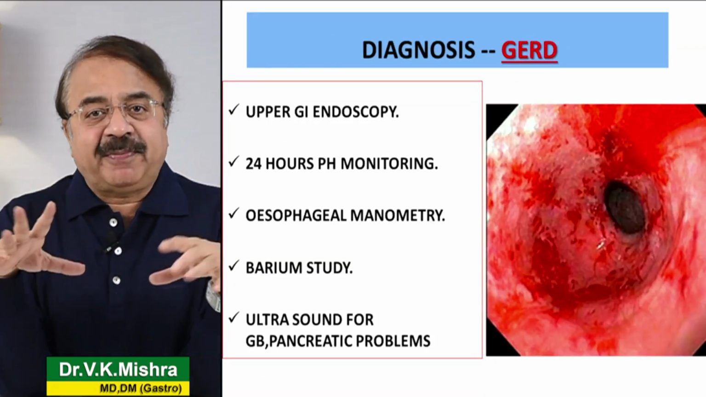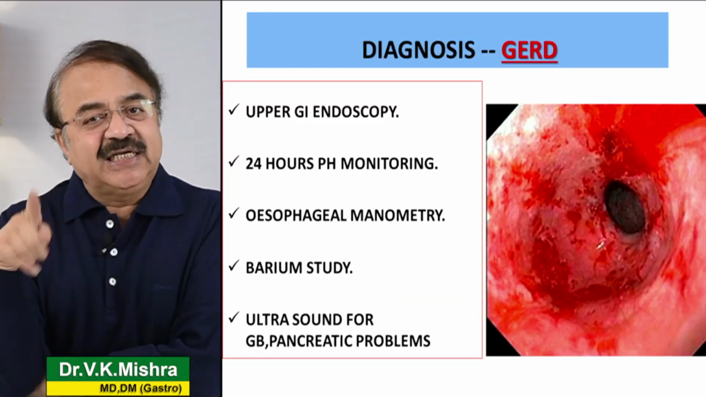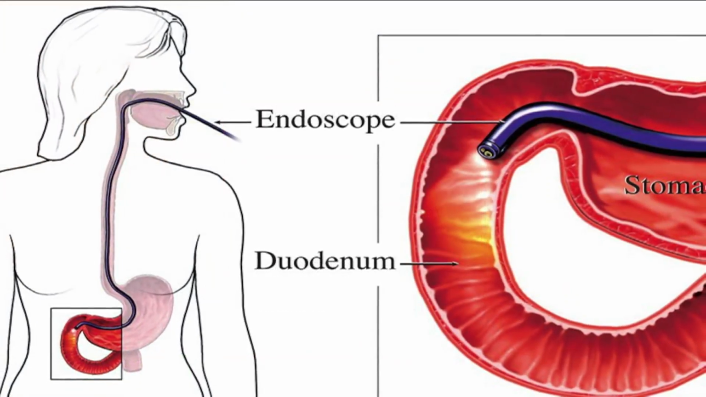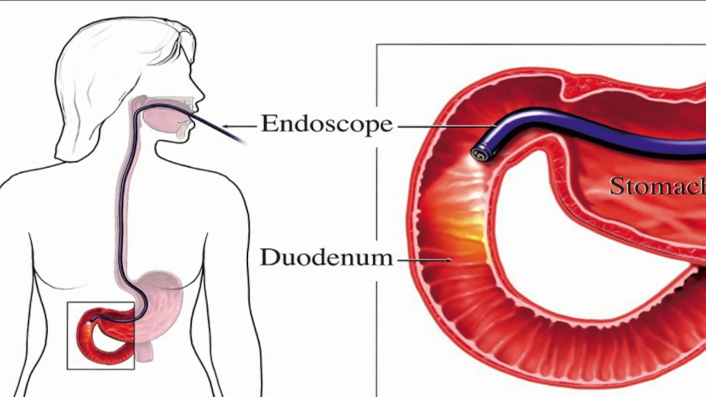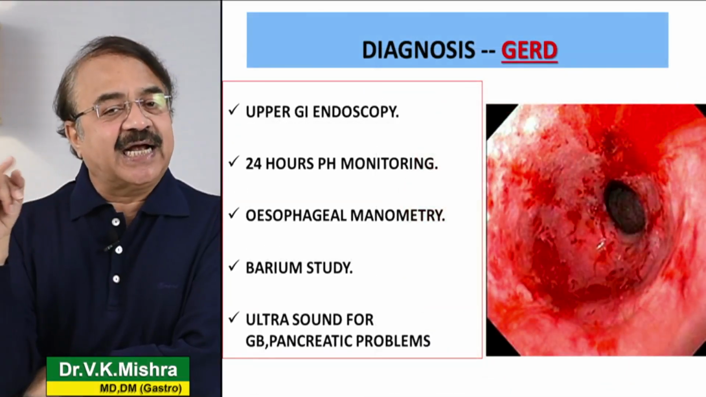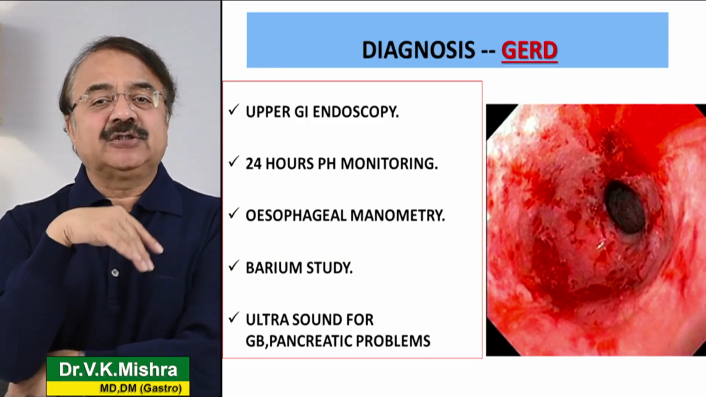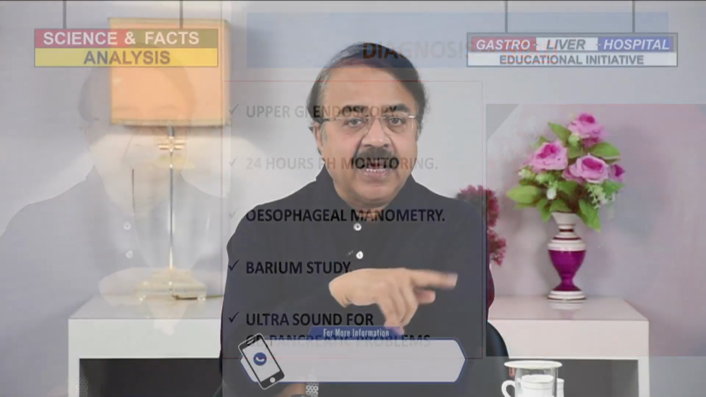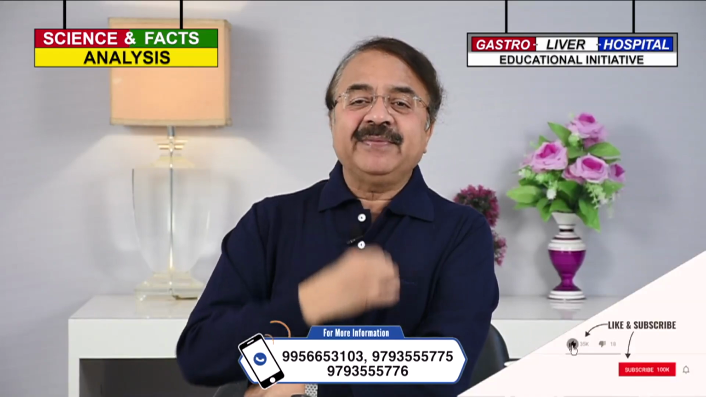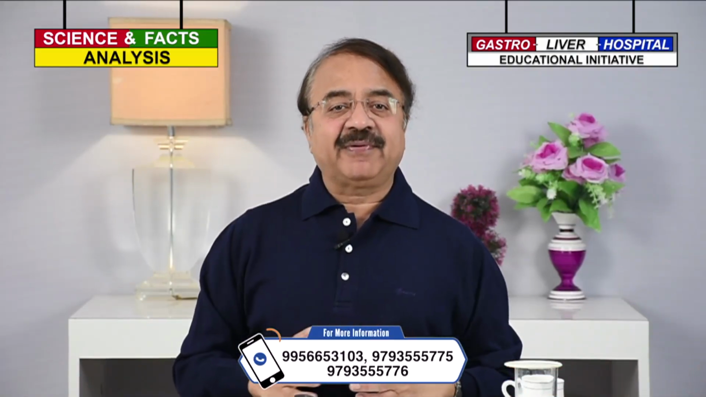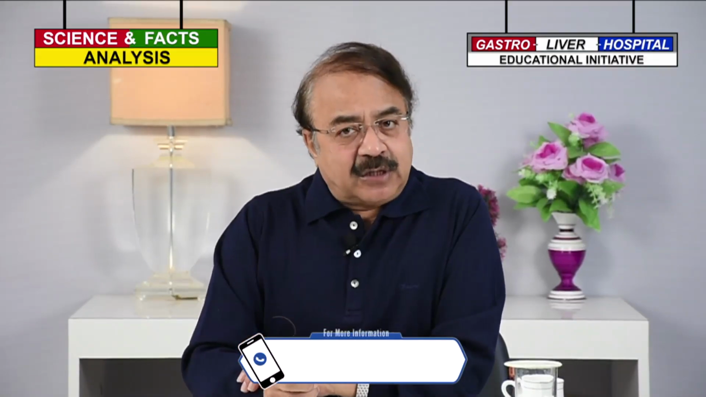Now, if you come with chest pain and I am suspecting that this may be part of GERD, then what do I do? I conduct an upper GI endoscopy, which gives me a ready diagnosis. I can go for 24-hour pH monitoring to look at how much acid is inside your esophagus. I can go for esophageal manometry to look at the pressures in the esophagus, whether they are the reason for the pain. I can go for a barium study, in which a barium examination of the esophagus is done, although it's not very commonly required. At times, if I am suspecting that the pain may be coming from the gallbladder or pancreas, then I may go for an ultrasound to look at whether these structures are normal or not.